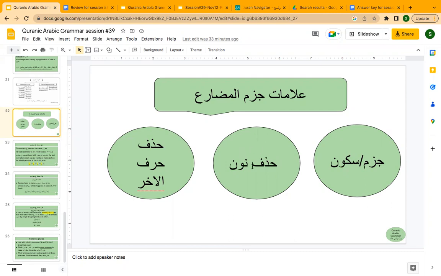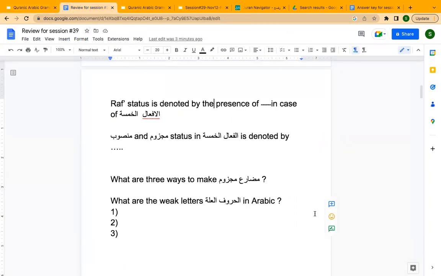Or the second way is you remove noon and your mudari is going to be majzoom. And this happens in what case? Which af'al are made majzoom by removal of the noon? You can even type AK if you want to refer to af'alul khamsa. Yes, those are af'al that are made majzoom or mansoob by the omission of the noon, hazfun noon. Okay, and then as Sister Zuhra has already answered, the third way is to drop the last letter, and that happens when your last letter is a weak letter.